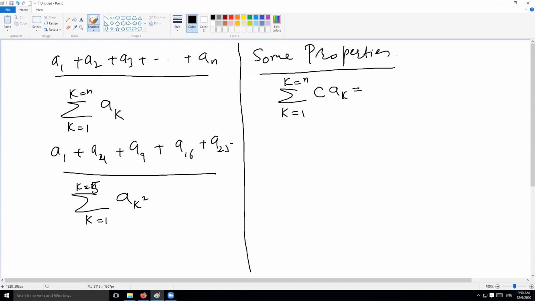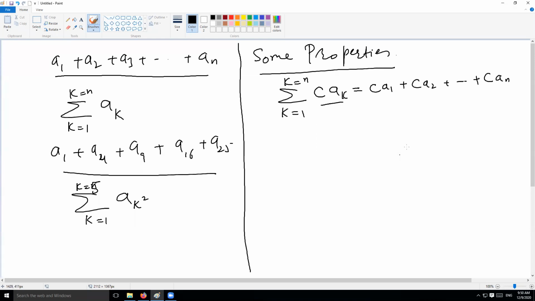So the first term, in your given expression, substitute K equal to 1. So you're going to get CA1 plus then substitute K equal to 2, that is CA2, plus so on and so forth. And the last term is going to be CAn, right?